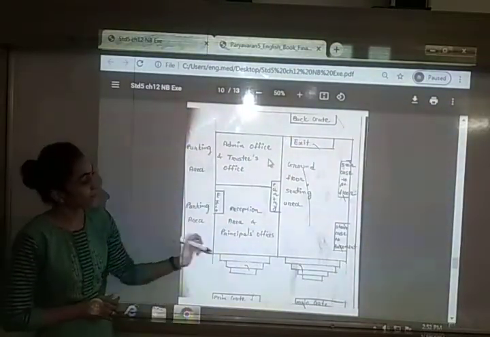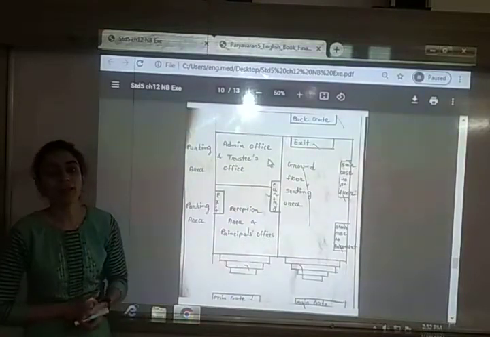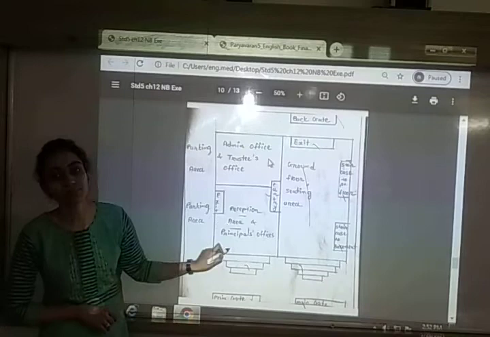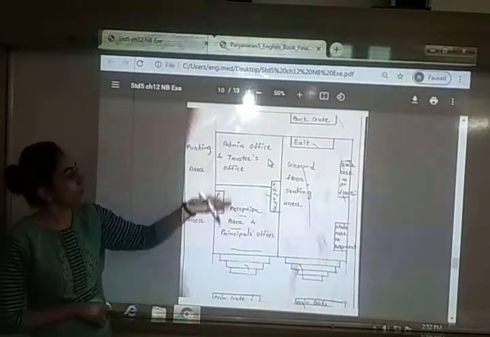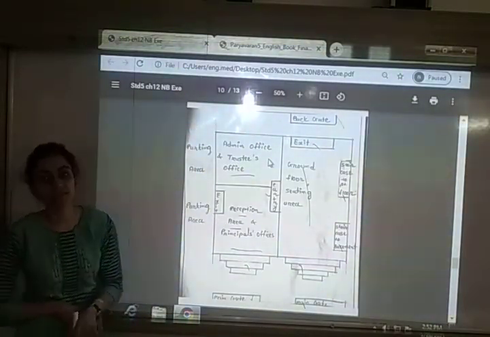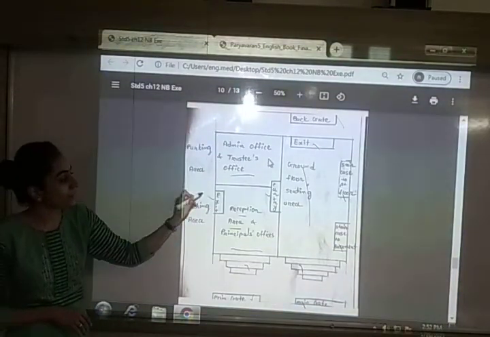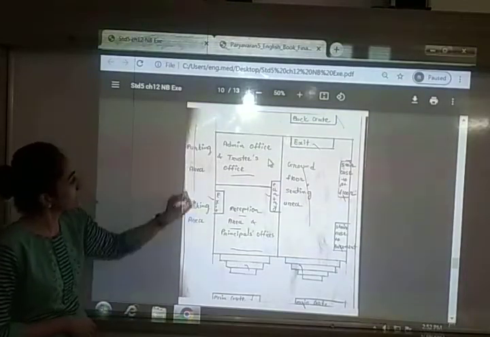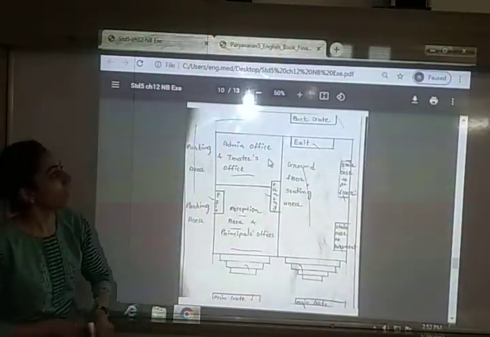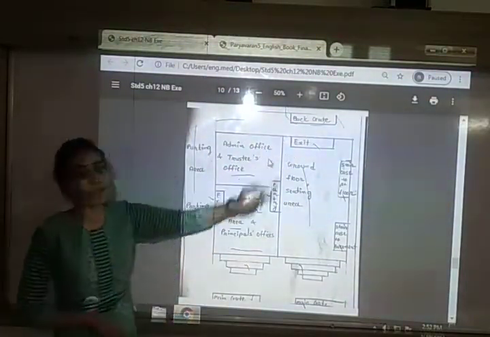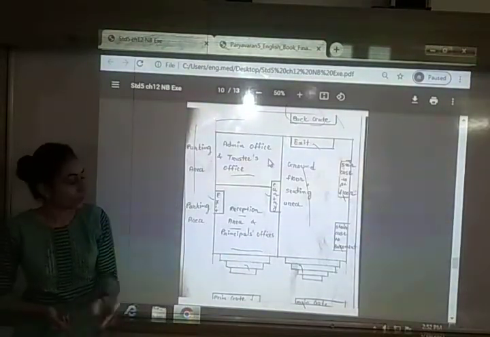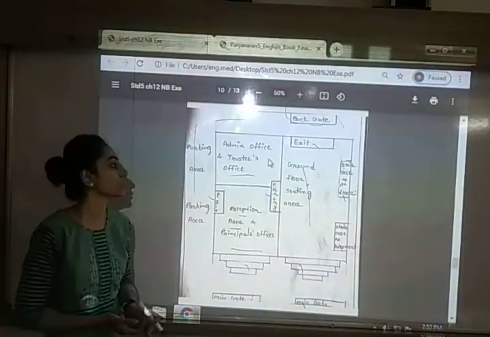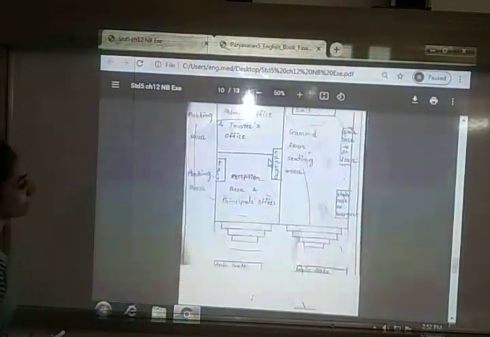Then on this side, here in the center, the pantry is there. After this, the front area is the reception area, and the principal's office is there. On the back side, the admin office and trustees' offices are there. Here another exit is also there, and from all these exits, this area is the parking area, and here the back gate is also there, from where you can leave the school. So this is the map of my school. You can draw the map of your school. So this is the answer for the fifth question.